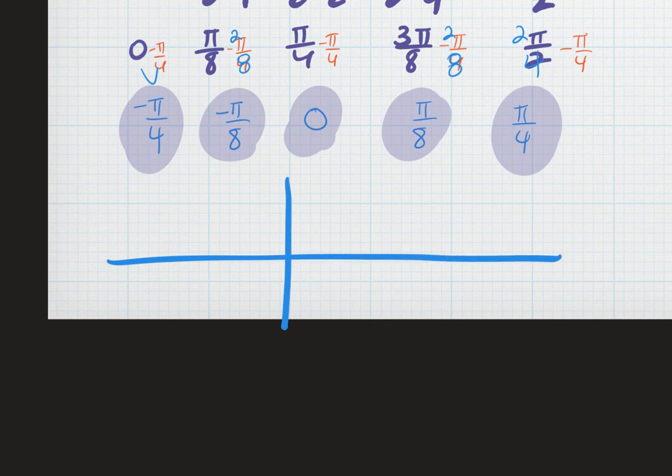Okay, so plan ahead. If I look at my key points, I've got 2 to the left of my vertical axis and 2 to the right. So you need to make sure you have space, okay? And make sure you space them out equally. So 0 is in the middle. And then I can work my way left, negative pi over 8, negative pi over 4, and work my way right, pi over 8, and pi over 4.